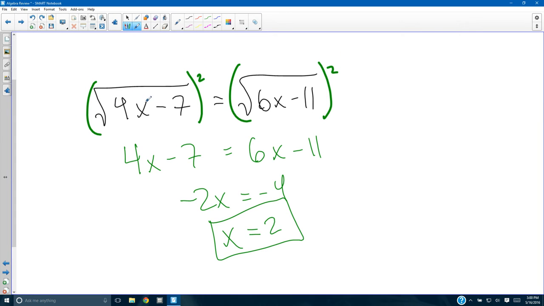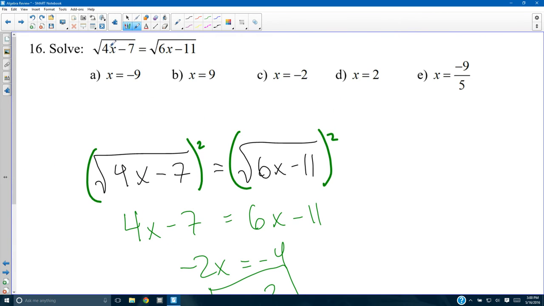Okay, as the original thing said, 4x, now here you go, 4x minus 7, that's 8, minus 7 is 1, square root of 1 is 1, and then 6 times 2 is 12, minus 11 is 1, square root of 1 is 1, so 1 equals 1, it checks out. Some things will get a little squirrely, and I'm not sure if we're going to run into any of those problems here, but this answer here is D.